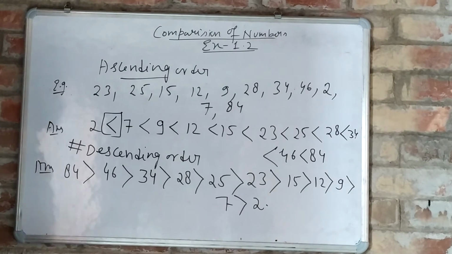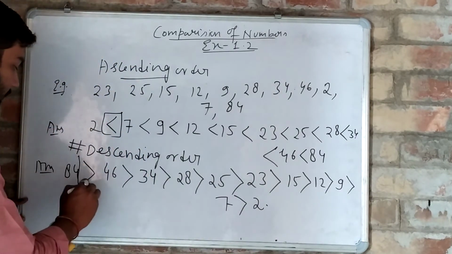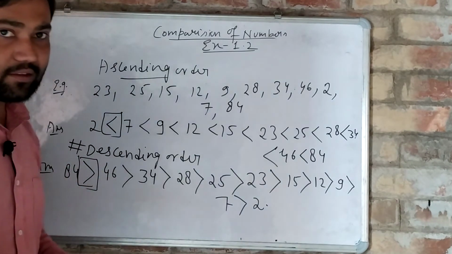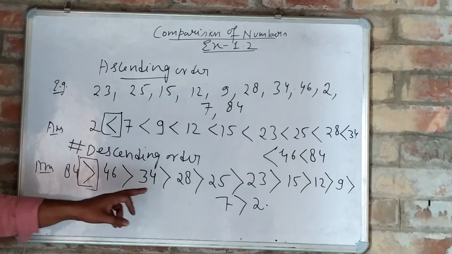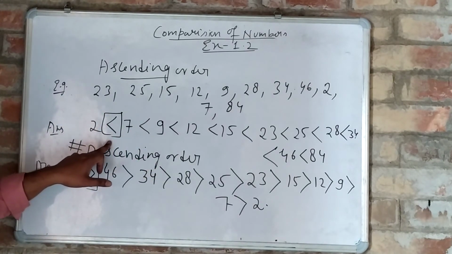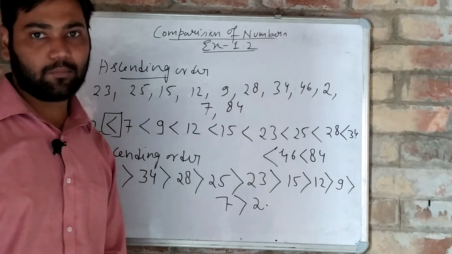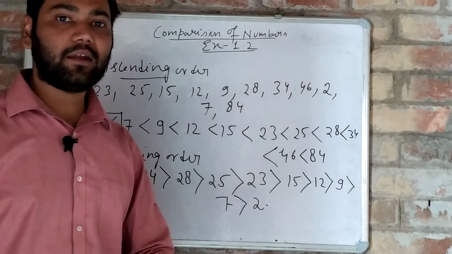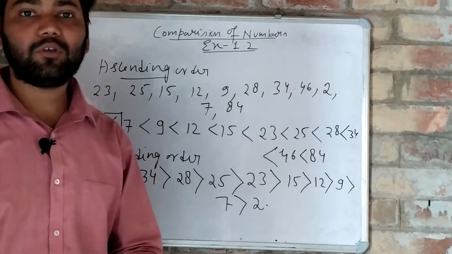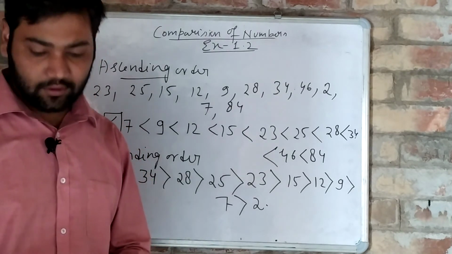Descending order, you know na, from greater to smaller. In descending order we will place this symbol. Okay, so while arranging in descending order you will have to place this symbol, and while arranging in ascending order we will place this one. Okay, so this is the comparison of numbers. One number is greater than the other number, or it can be smaller than the other number, or it may be equal to the same number.